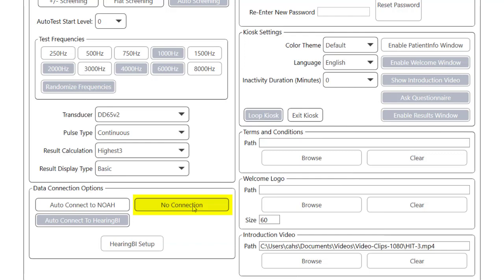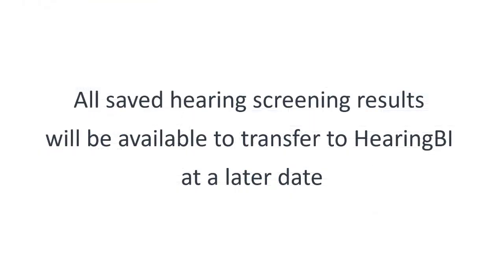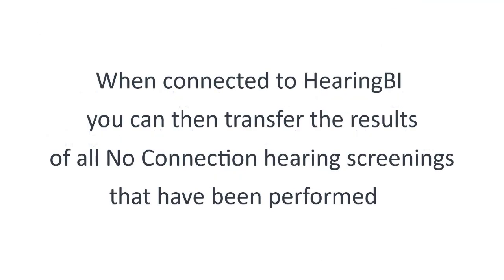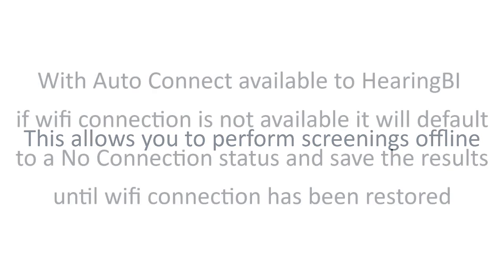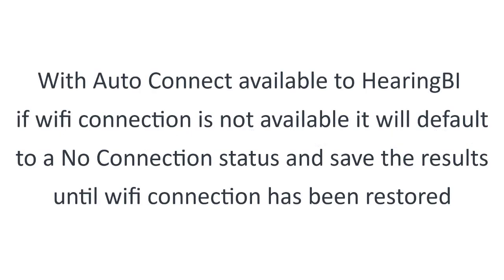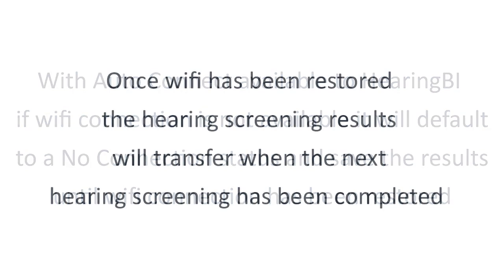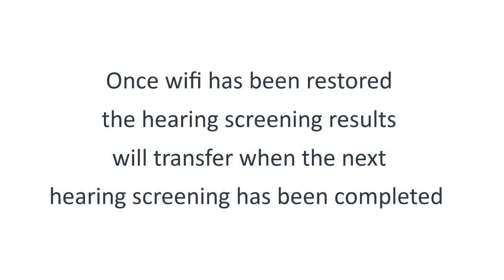When no connection is selected, all saved hearing screening results will be available to transfer to Hearing BI at a later date. When connected to Hearing BI, you can then transfer the results of all no connection hearing screenings that have been performed. This allows you to perform screenings offline with Auto Connect available to Hearing BI as well. If Wi-Fi connection is not available, it will default to a no connection status and save the results until Wi-Fi connection has been restored. Once Wi-Fi has been restored, the hearing screening results will transfer when the next hearing screening has been completed.